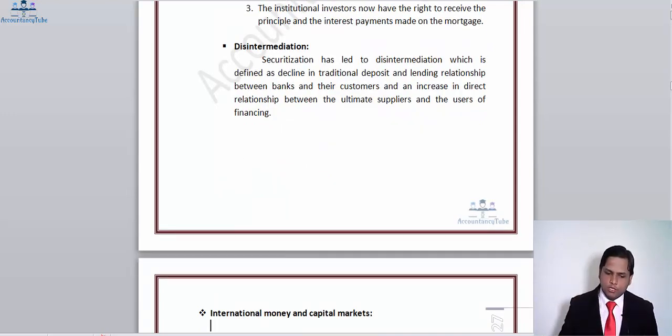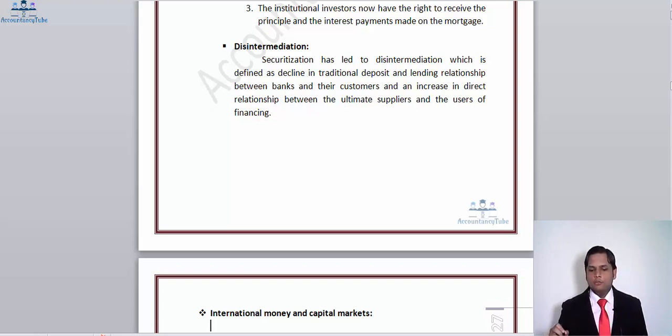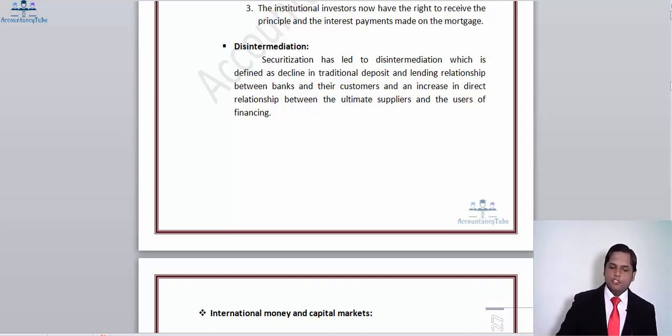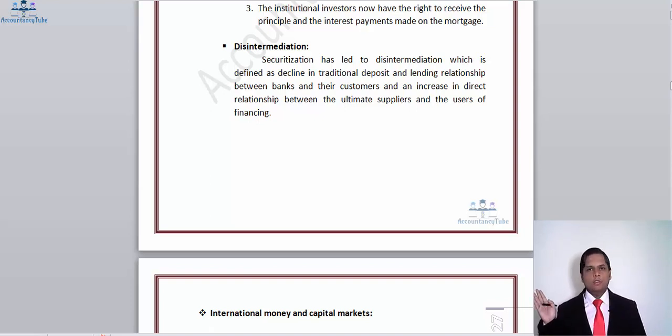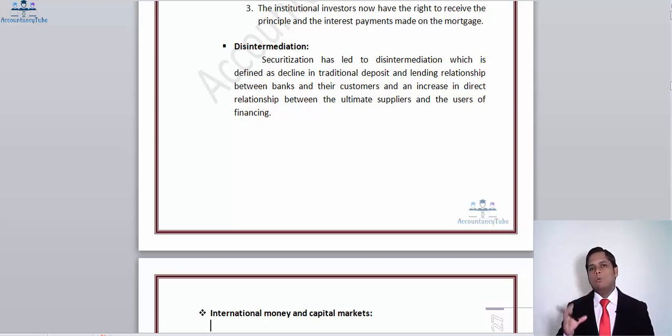Then we have disintermediation. Because of securitization, this has led to disintermediation, which is defined as a decline in the traditional deposit and lending relationship between banks and customers, and an increase in direct relationship between the ultimate suppliers and users of finance. Disintermediation is basically the removal of intermediaries from the system between the people who are willing to give funds and the people who want to receive them, who are in dire need of those funds.